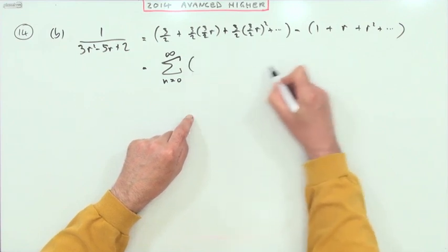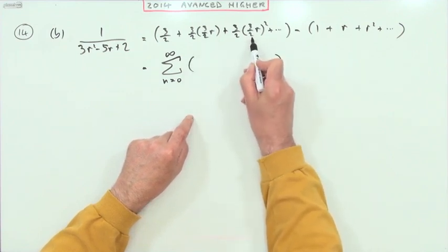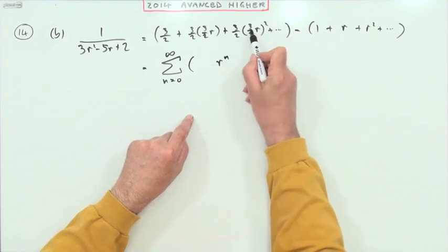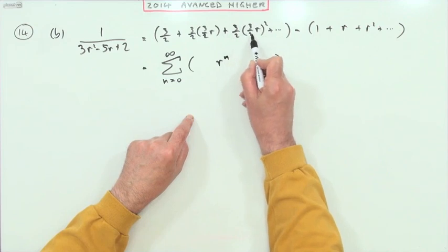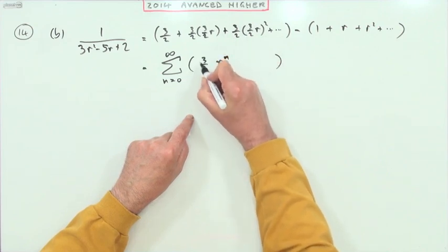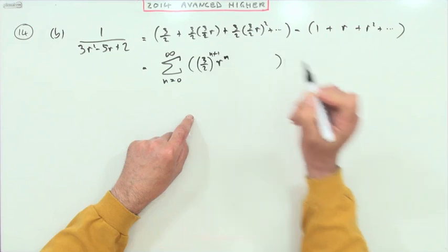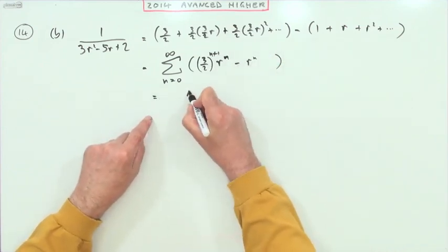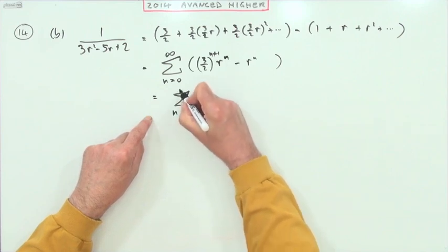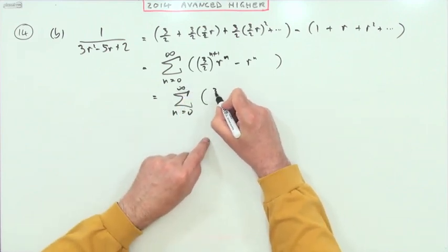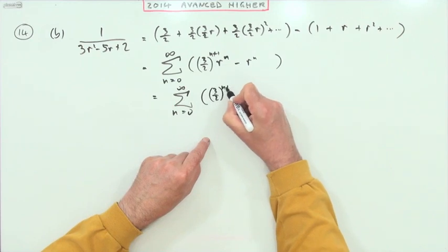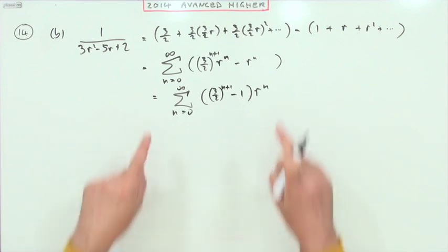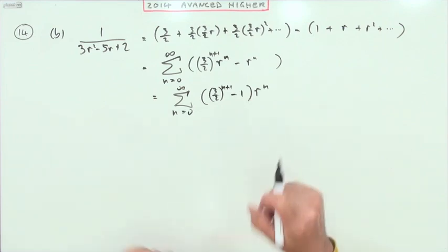Well, there's two parts to it. For this part, just take this general term here. So if that was r to the n, there's going to be one more factor of 3 upon 2 multiplying it. So that would be 3 upon 2 to the power n plus 1. And this one, the corresponding term, would take away r to the n. So putting that together, you have 3 upon 2 to the power n plus 1 minus just 1, lots of r to the n. There's your power series.